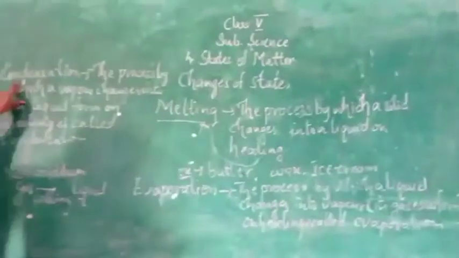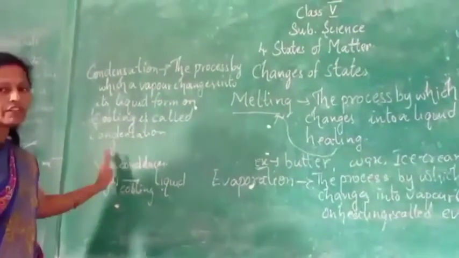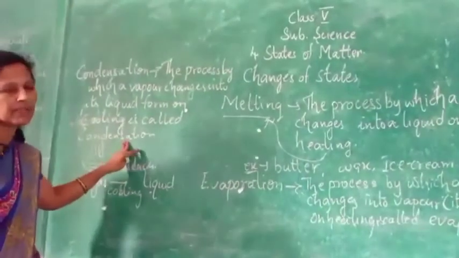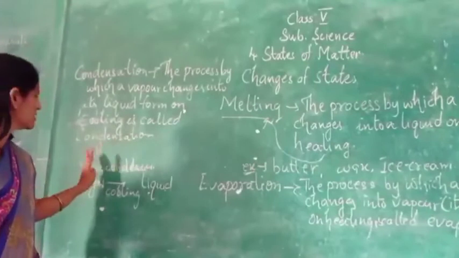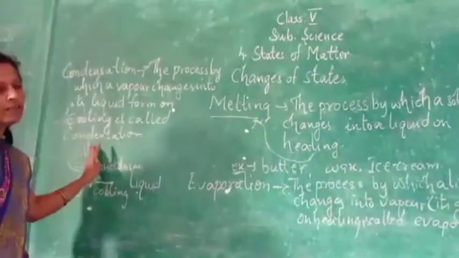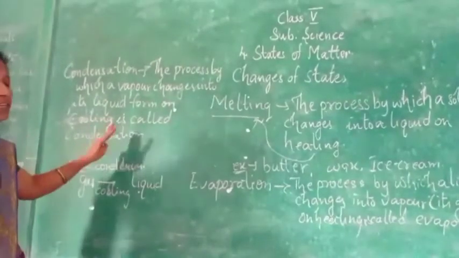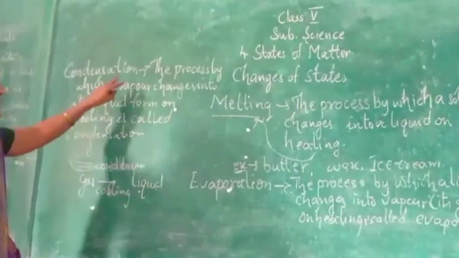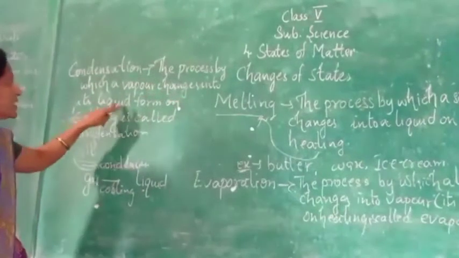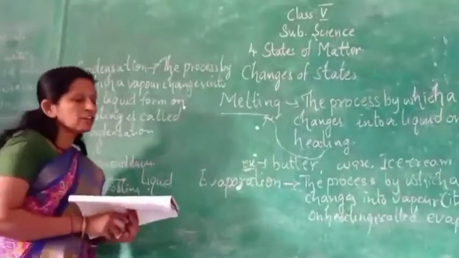Next one is condensation. This boiled water we have taken, we keep it for cooling. After some time it will form condensation. The water vapor droplets will change into liquid form on cooling. This is called condensation. It is the process by which a vapor changes into its liquid form on cooling. Next one we will go for freezing.